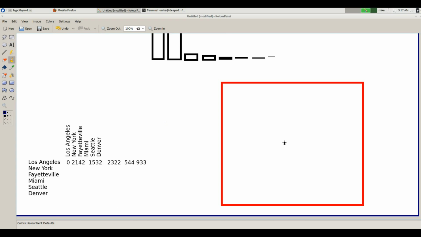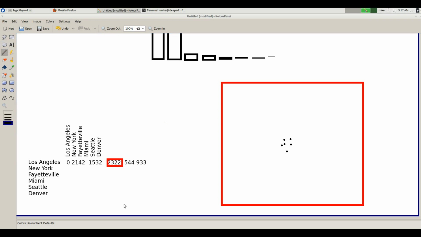And let's call this one New York, and let's call this one LA, and we'll call this one Fayetteville, and we'll call this one Denver, and we'll call this one Seattle, and Miami. Now that's obviously not where they go, right? But suppose we do that, and then we say to ourselves, hey, let's look at the table. Let's pick an element arbitrarily from our table. Let's randomly choose this one. And it says the distance between Miami and Los Angeles is 2,322 miles.